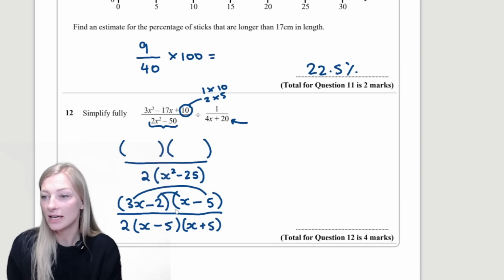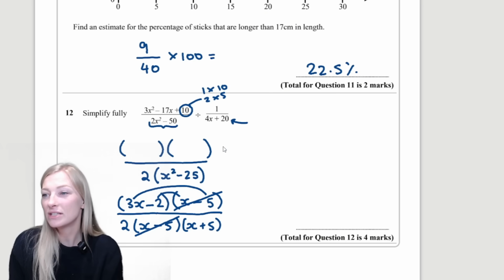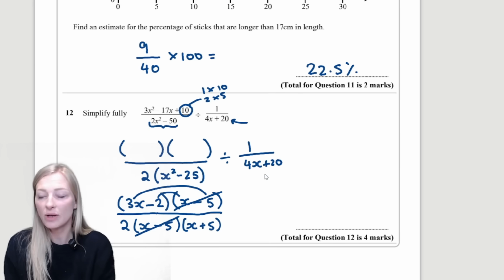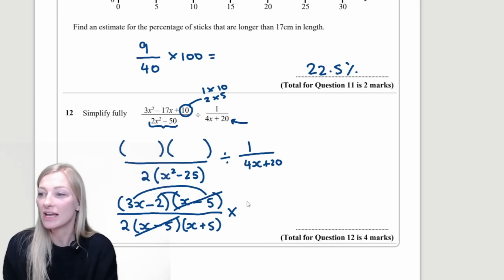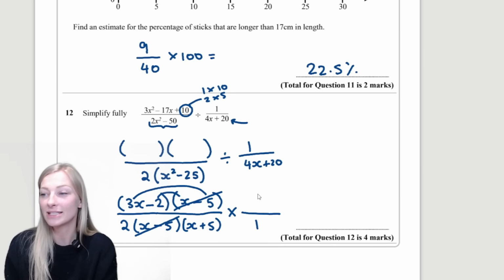Now my numerator, I can divide by x minus 5, and my denominator, I can divide by x minus 5. Now we're dividing this by 1 over 4x add 20. And we know that dividing by a fraction is the same as multiplying by its reciprocal. So I'm actually then going to multiply this by 4x add 20 over 1. However, we said that 4x add 20 could be factorised. So that's 4 brackets x add 5.